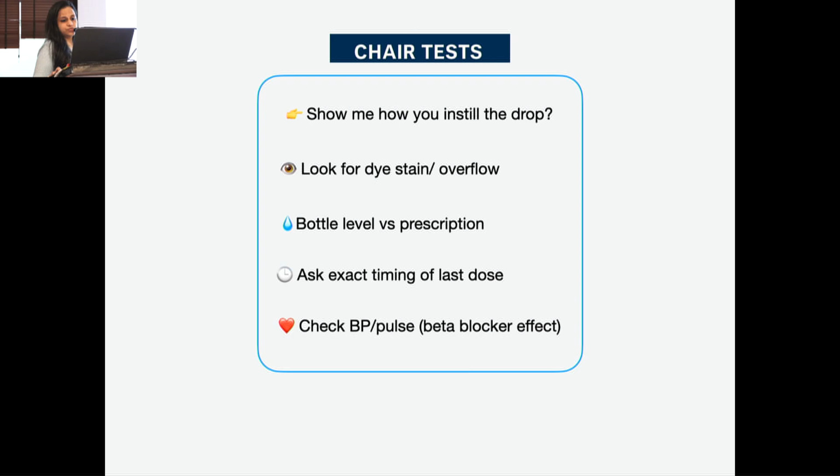So generally you ask the patient how you instill the drop. Look for any signs, like if there is hyperemia, we know that the patient has used it. Any side effects of the drug you can see. Ask for the bottle: how many bottles you have used, or you look at the bottle level, how much has come down. Ask the exact timing of the last dose. They would have missed it, like the previous night or morning.